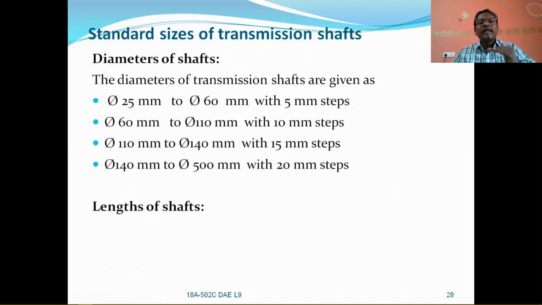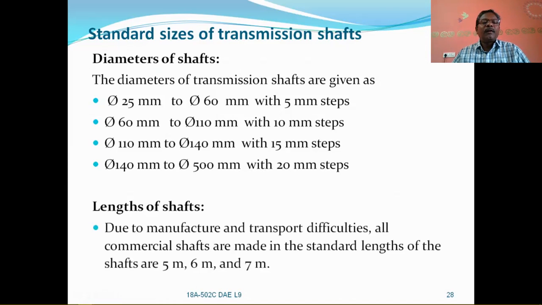And let us see the length of the shafts. Generally, there is a difficulty in manufacturing long lengths. Number one is manufacturing difficulties. Number two is transportation difficulties. That's why the length of the shaft will be limited to 7 meters only. Because of these two difficulties, the length of the shaft is limited to 7 meters.